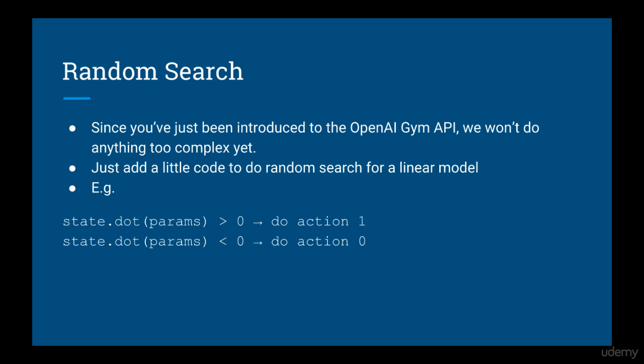Since you've just been introduced to the OpenAI Gym interface, we're not going to code anything too complex right away. In this lecture, we are going to add just a little bit of code to the code we just wrote to do a random search in the parameter space for a linear model. In other words, we are going to take our state S, dot it with a vector of weights W, and if this is greater than 0, we'll do one action, and if it's less than 0, we'll do the other action.